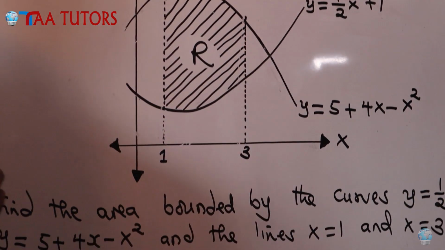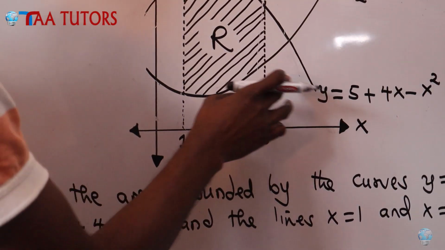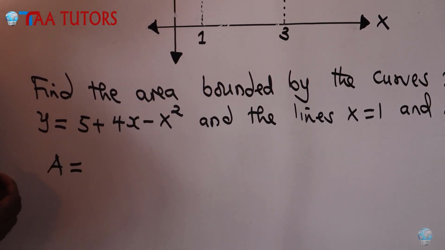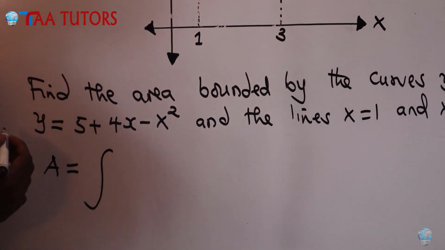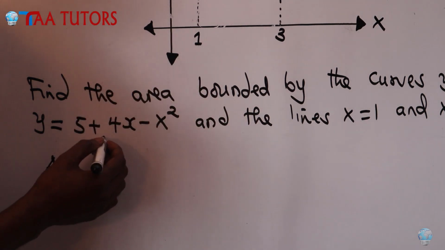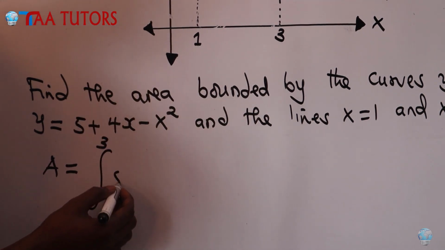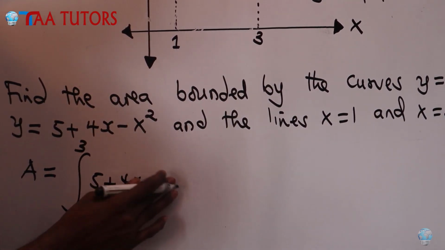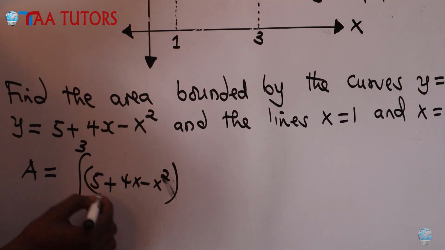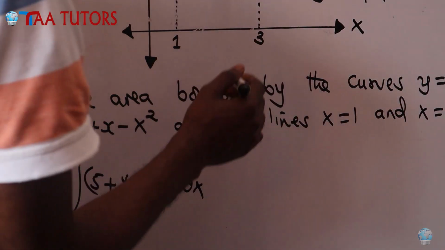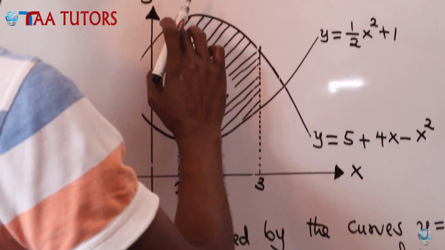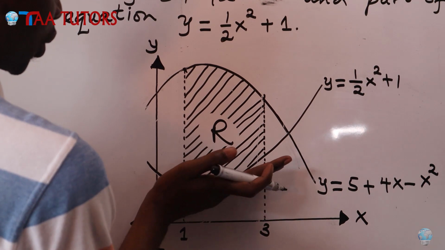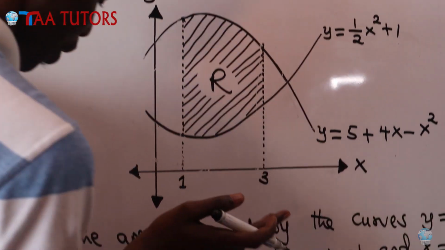And that means, first I want to deal with the bigger area. If I give the sign of integration, the upper limit is 3, lower limit is 1, of 5 plus 4x minus x squared with respect to x. Remember that I'm starting with this one because this is the bigger one. It is the one on the upper side. This one will have to be subtracted because the area under this one is what we need to subtract.